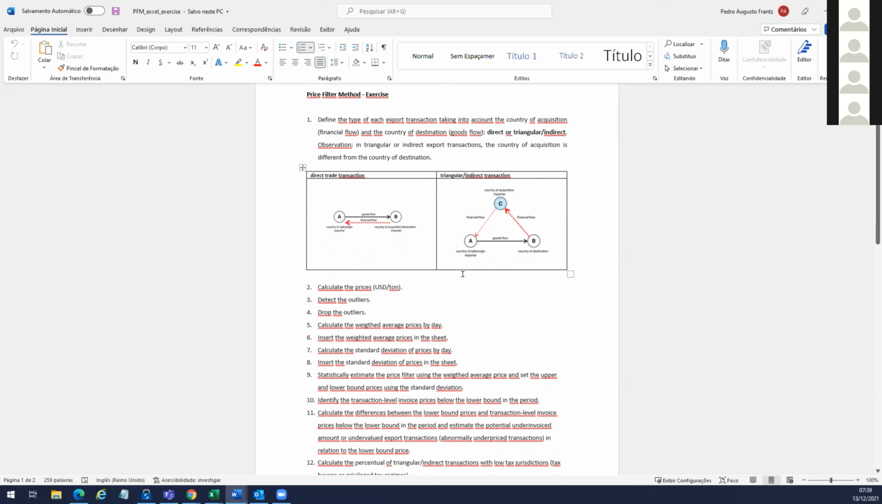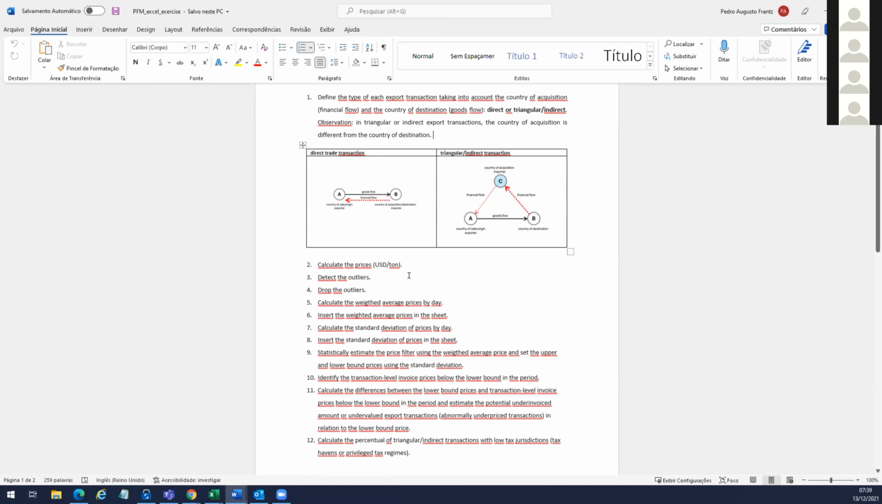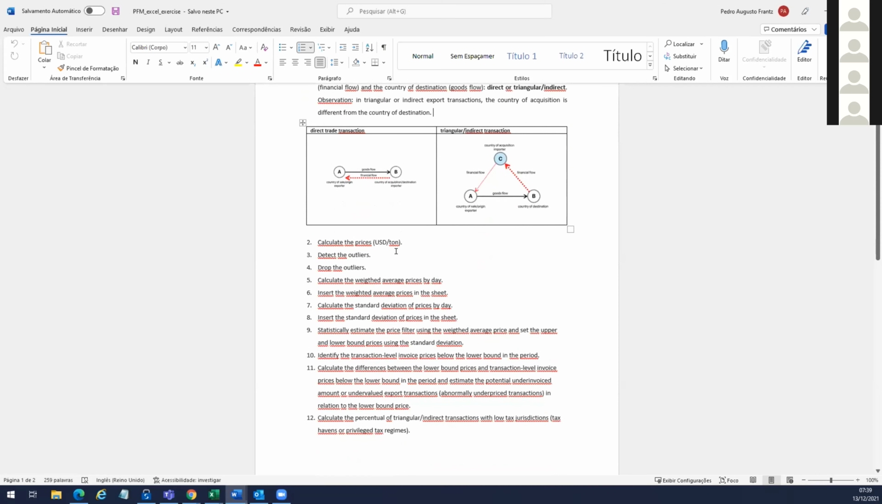Second item, we ask you to calculate the prices of the operation, US dollar per ton. We did this in Python code too, but now we will do it in Excel. Third, detect the outliers. This detection of outliers we didn't do in Python code, but we will do it here.